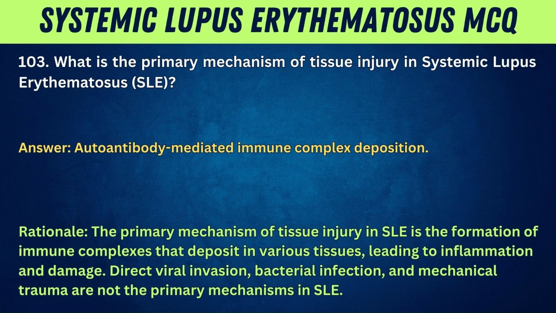Rationale: the primary mechanism of tissue injury in SLE is the formation of immune complexes that deposit in various tissues, leading to inflammation and damage. Direct viral invasion, bacterial infection, and mechanical trauma are not the primary mechanisms in SLE.